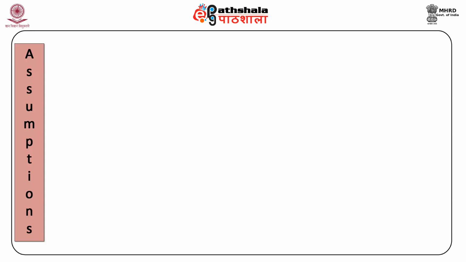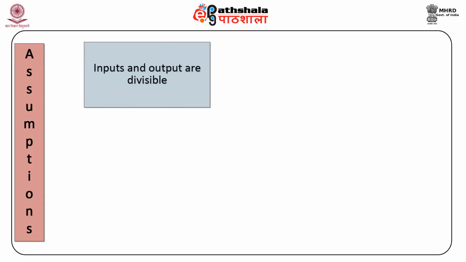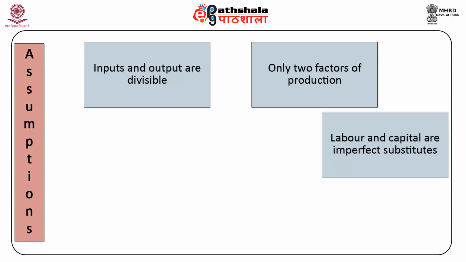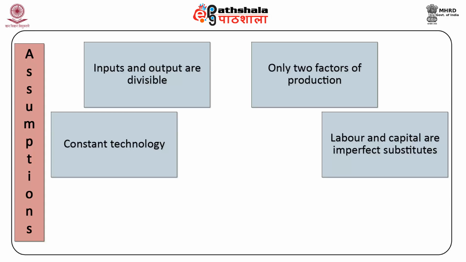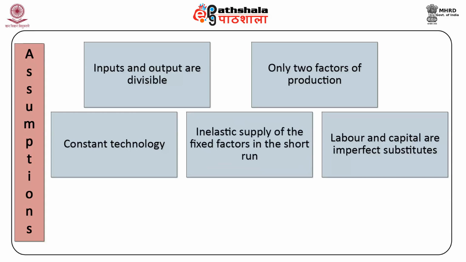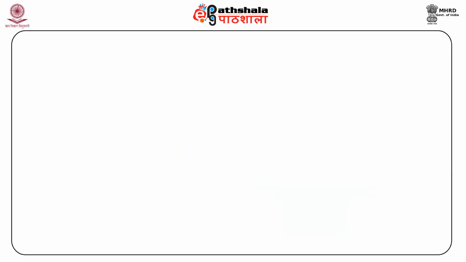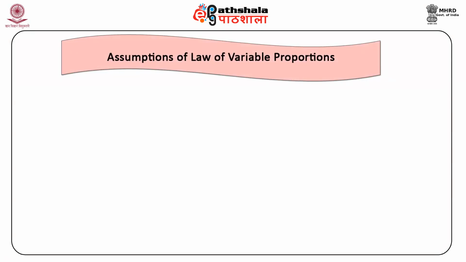The assumptions of production function. Both inputs and outputs are divisible. Only two factors of production, that is labor and capital. Labor and capital are imperfect substitutes. Constant technology, that is technology is given. Inelastic supply of the fixed factors in the short run. Elastic supply of the factors in the long run. Producer is rational.